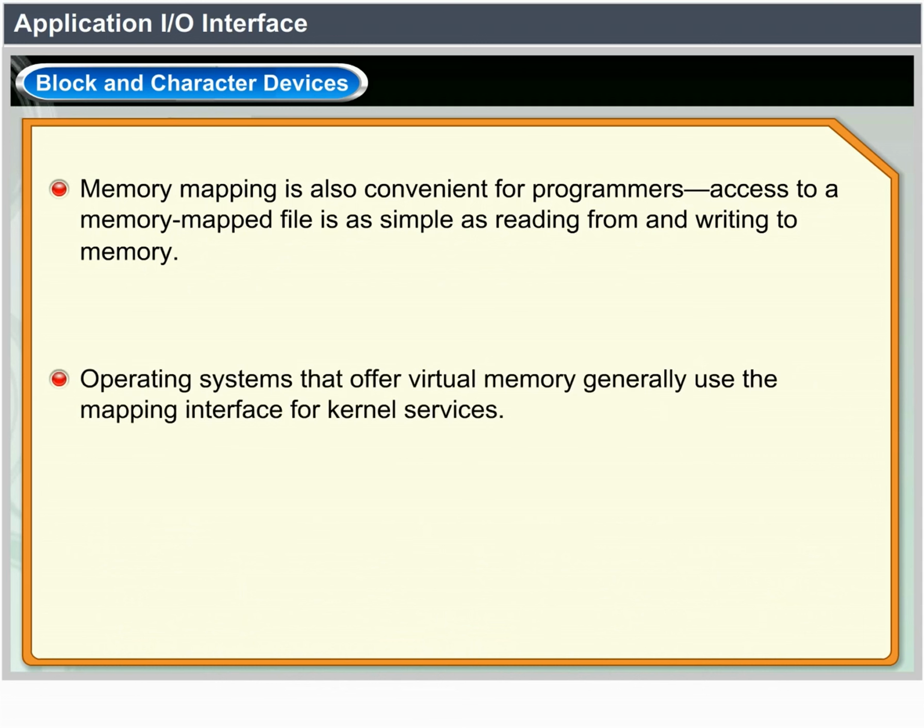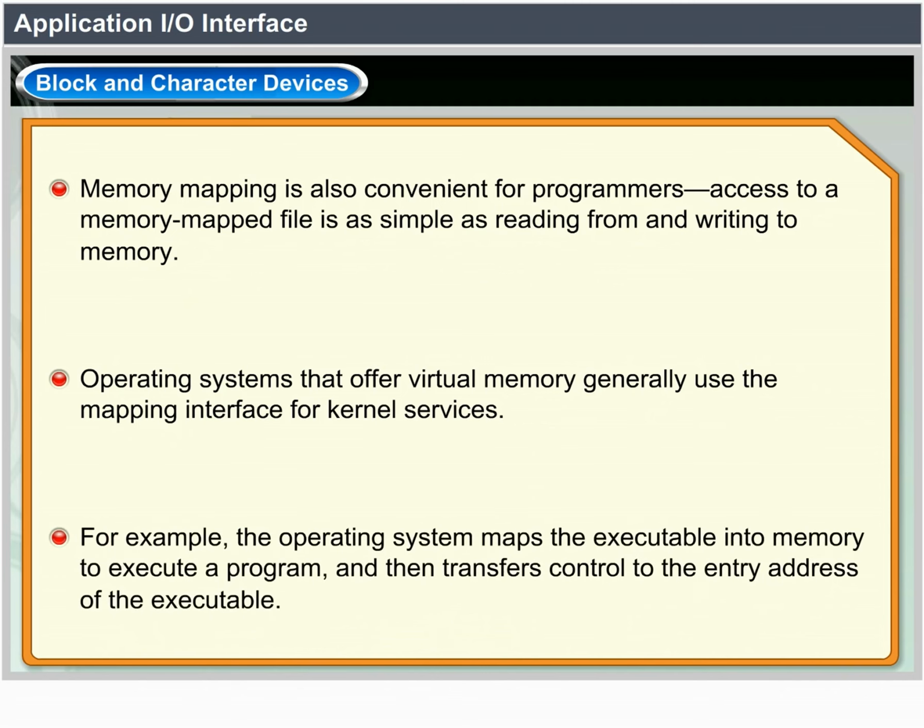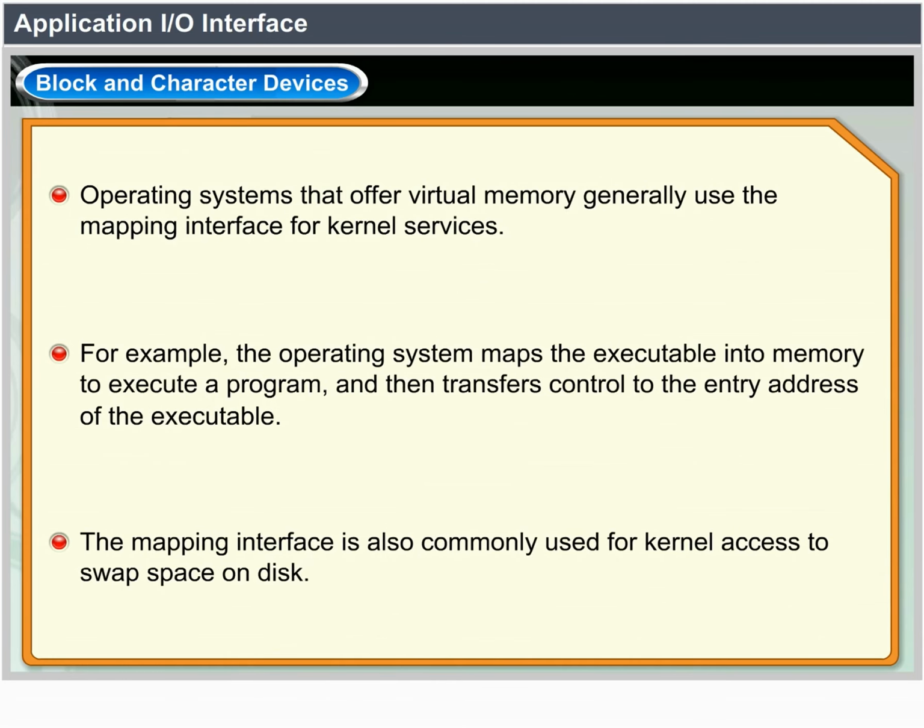Operating systems that offer virtual memory commonly use the mapping interface for kernel services. For instance, to execute a program, the operating system maps the executable into memory and then transfers control to the entry address of the executable. The mapping interface is also commonly used for kernel access to swap space on disk.